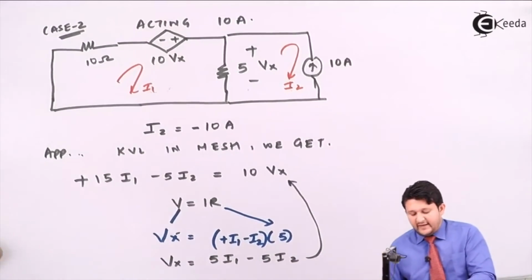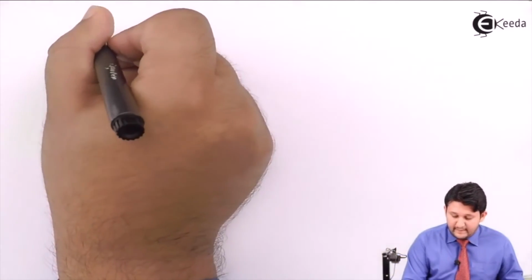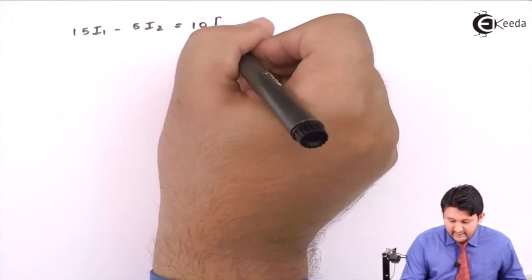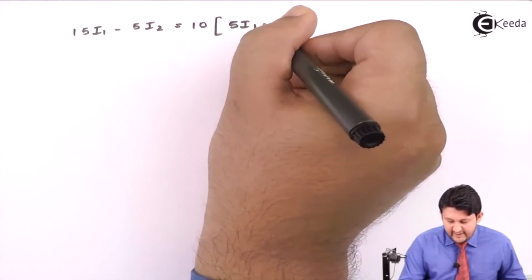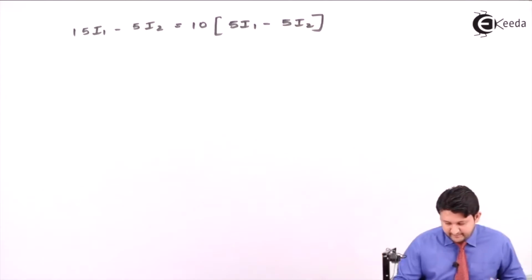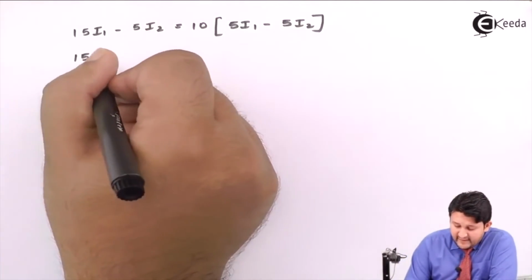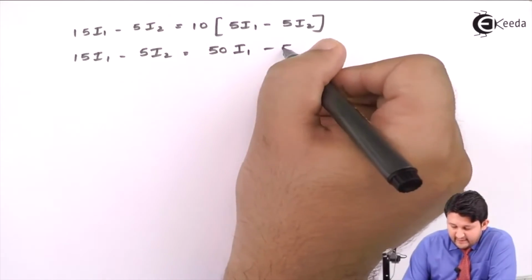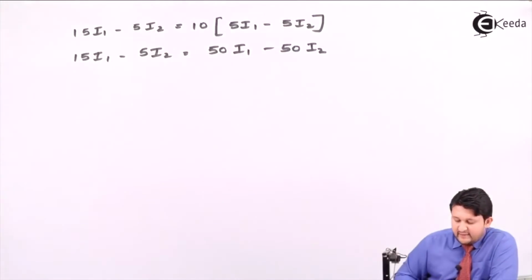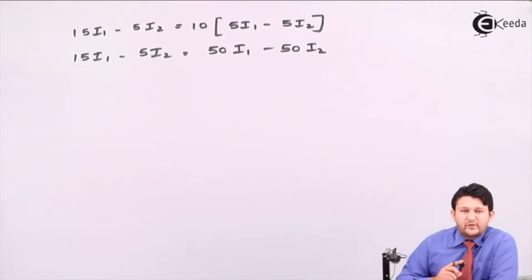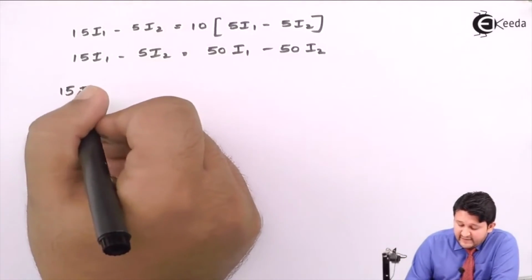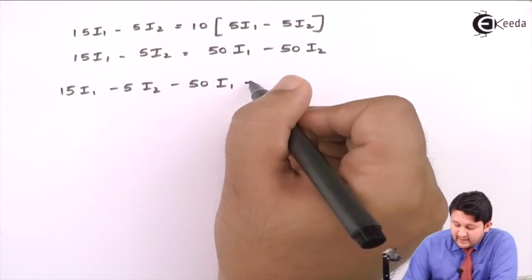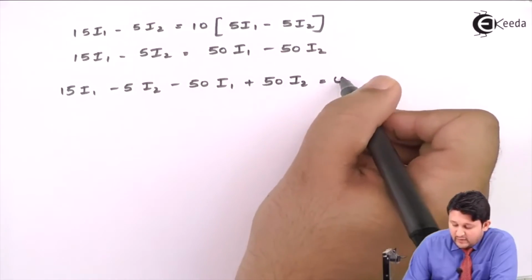So you get 15I1 minus 5I2 equal to 10. The value for Vx you got is 5I1 minus 5I2. Simplify it. You get 15I1 minus 5I2 equal to 50I1 minus 50I2. Shift all the variables to that side, because LHS should have the variables and RHS should have only numbers. So you'll get 15I1 minus 5I2 minus 50I1 plus 50I2 equal to 0.